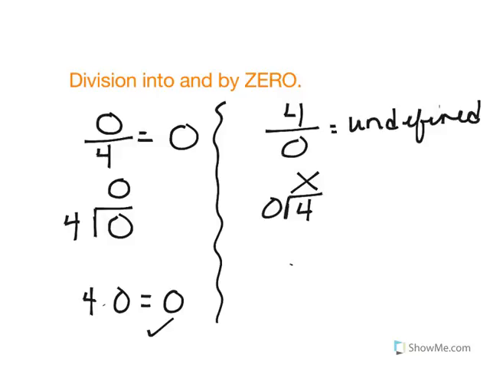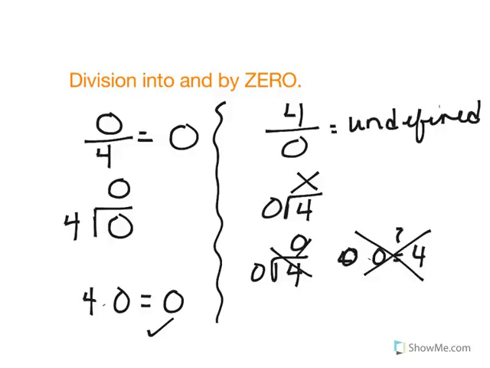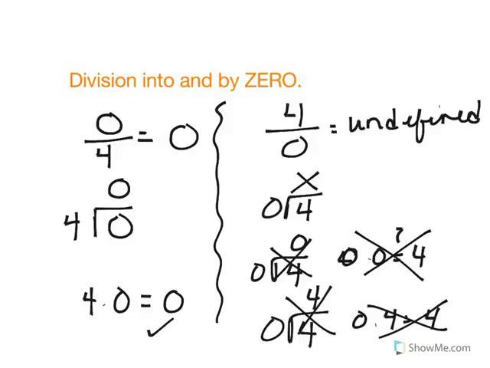If we wanted to check it like we did before, let's say the answer is 4. Does 0 times 4 equal 4? No. So that's not true. Let's see, maybe the answer is actually a 4. Does the divisor times the quotient equal the dividend? No. So there's nothing you can put there.